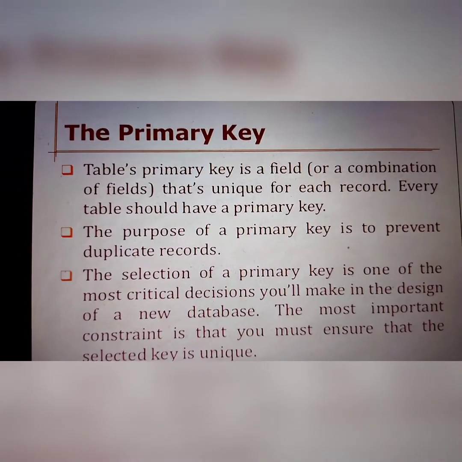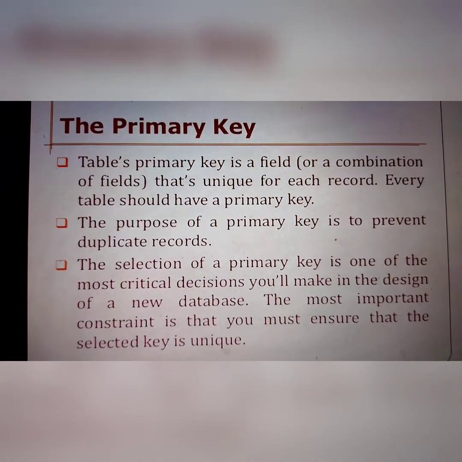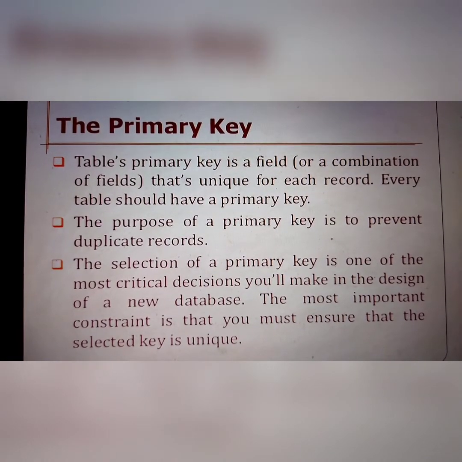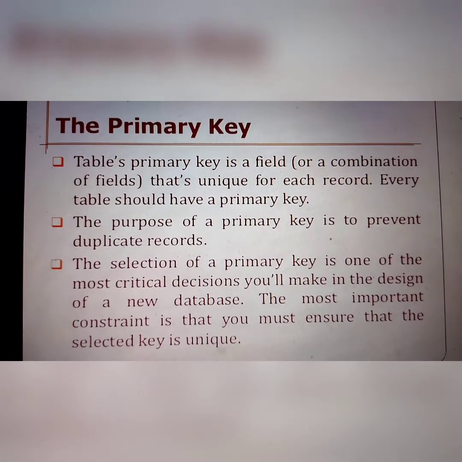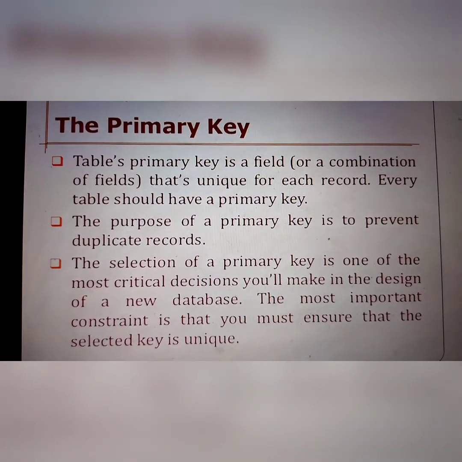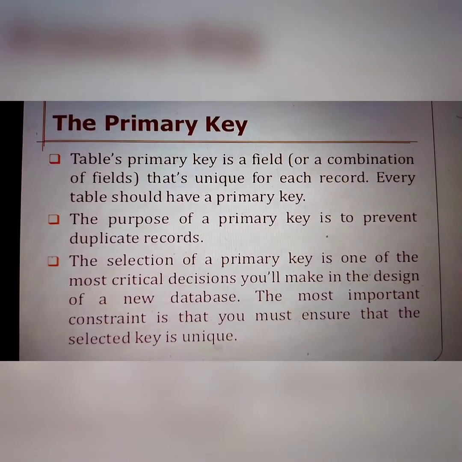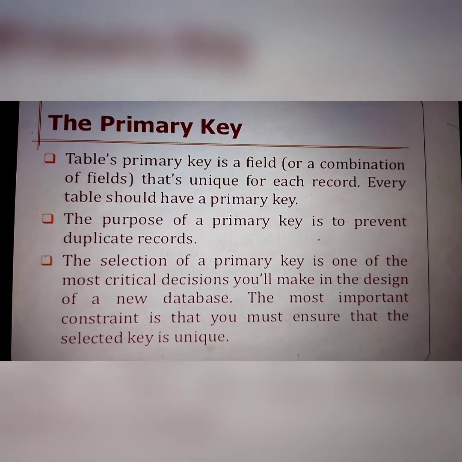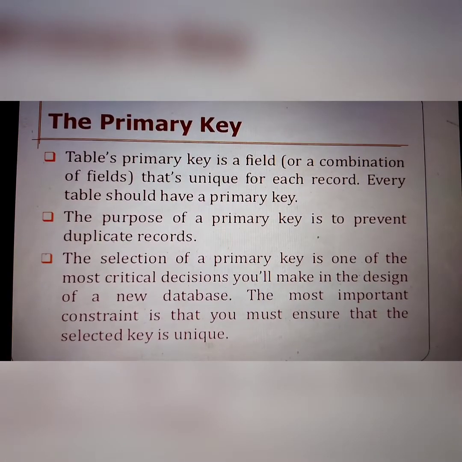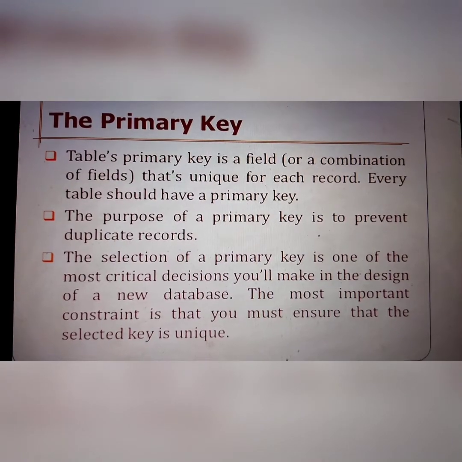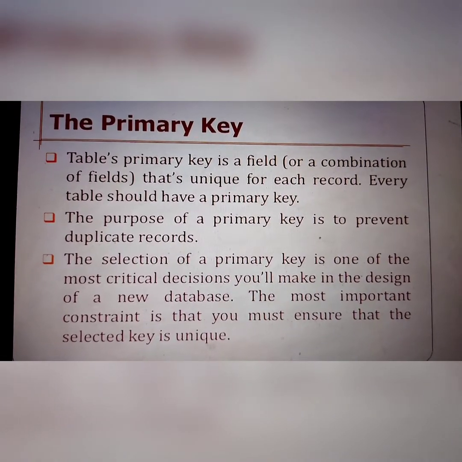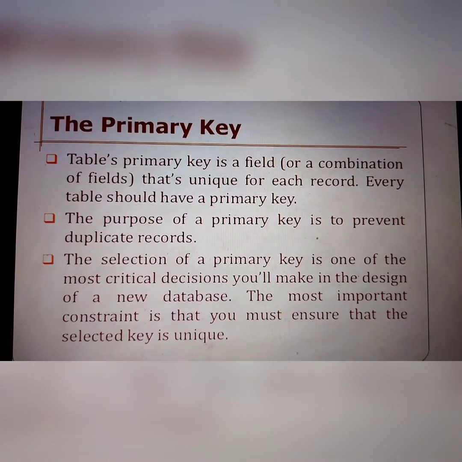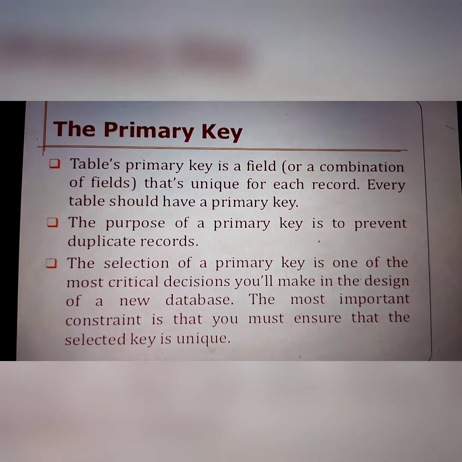Then your recap part, the primary key. The table primary key is a field or a combination of fields that is unique for each record, and every table should have a primary key. The purpose of a primary key is to prevent duplicate records. The selection of a primary key is one of the most critical decisions you will make in the design of a new database. The most important constraint is that you must ensure that the selected key is unique, so it's known as a primary key.